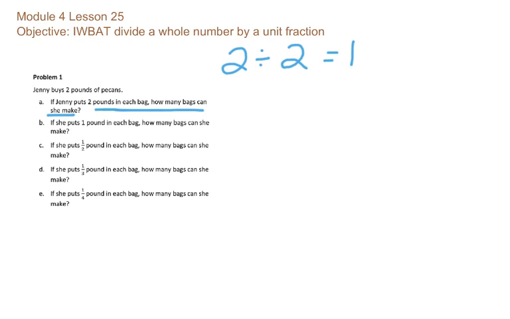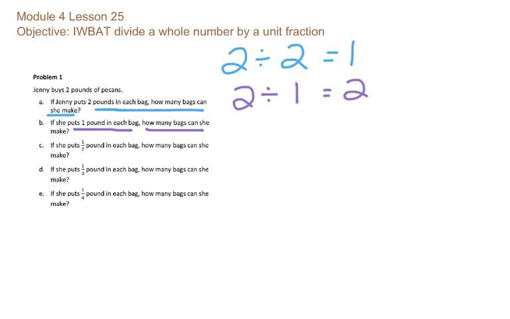Next, we have Jenny putting 1 pound in each bag, looking at how many bags she can make. So she has 2 pounds and she's going to divide her 2 pounds by units of 1 pound. And so 2 divided by 1 would be 2, so she can make 2 bags.